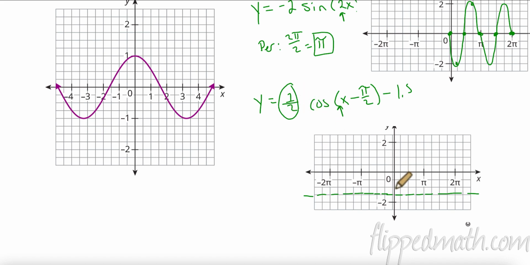And cosine typically starts above the midline. So I'm going to be above the midline right here, except for I need to do what? I need to shift it. So I'm going to shift that point. From here, I'm going to shift it to the right pi over 2 units, which would be here.